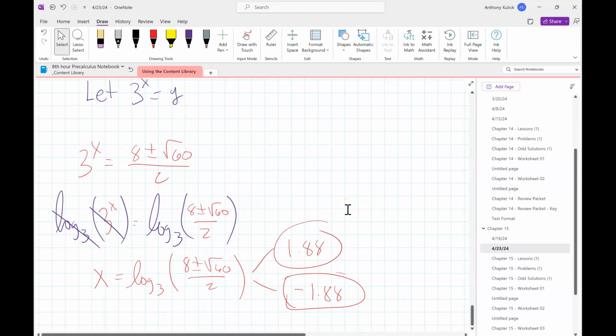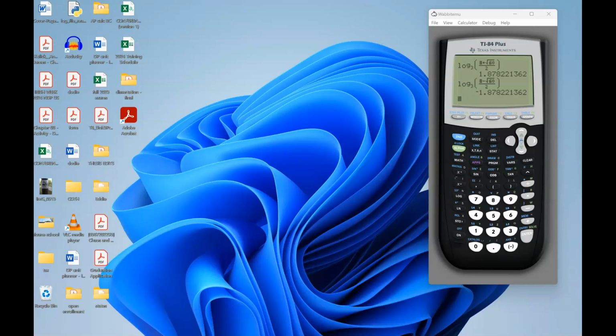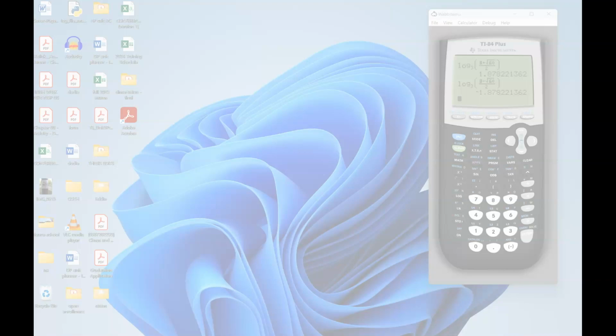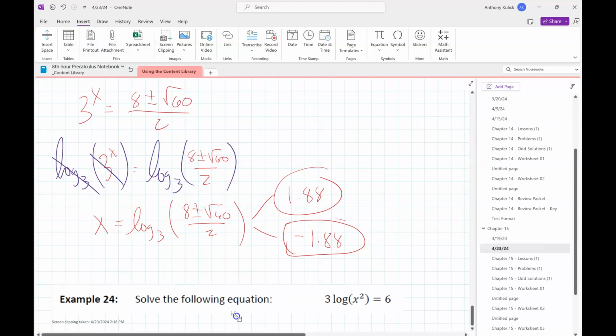Everybody cool? That's the hardest kind, where you have the exponential nested inside of a quadratic like that. Those are the worst ones. Let's do some logarithmics. I have two logarithmic equations for you to solve, and then we can be done for today.